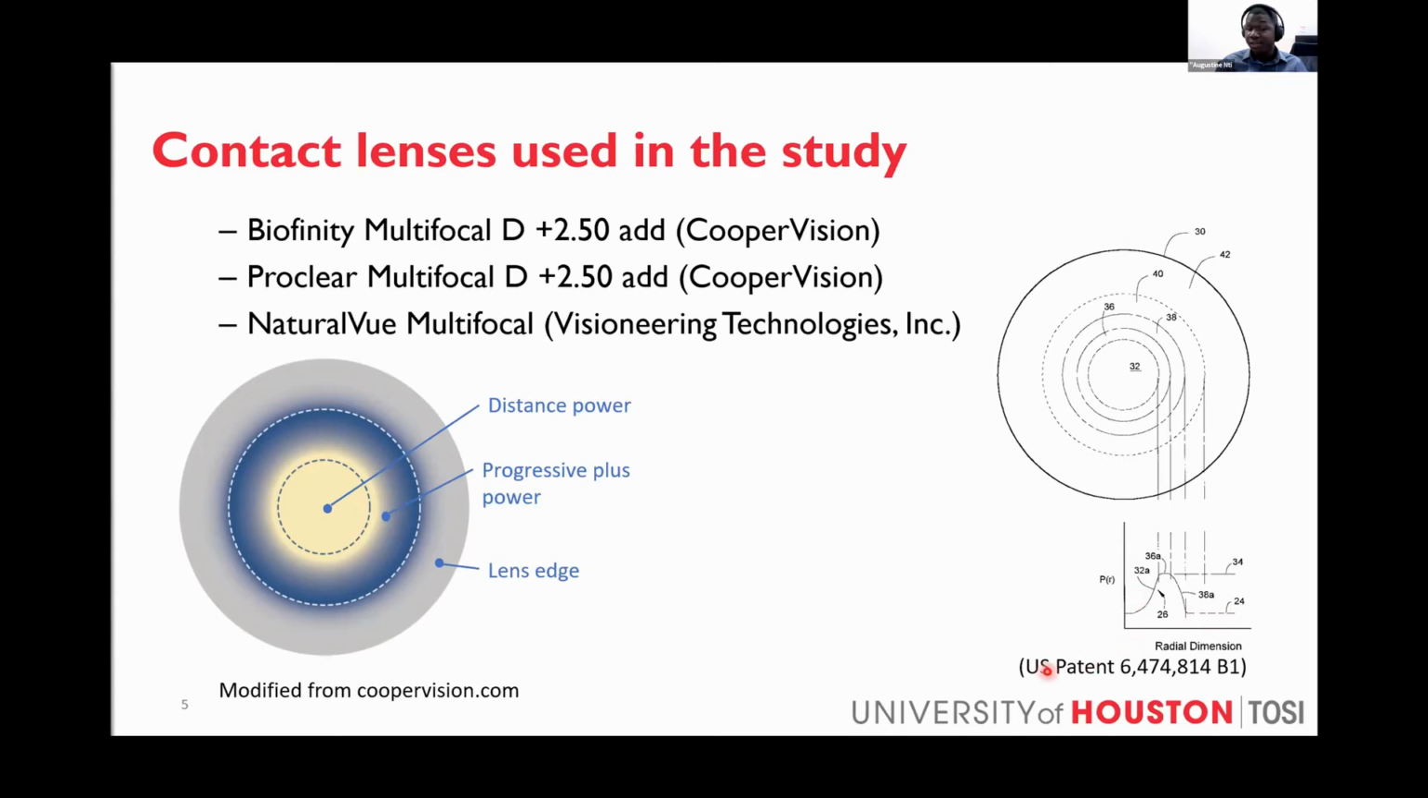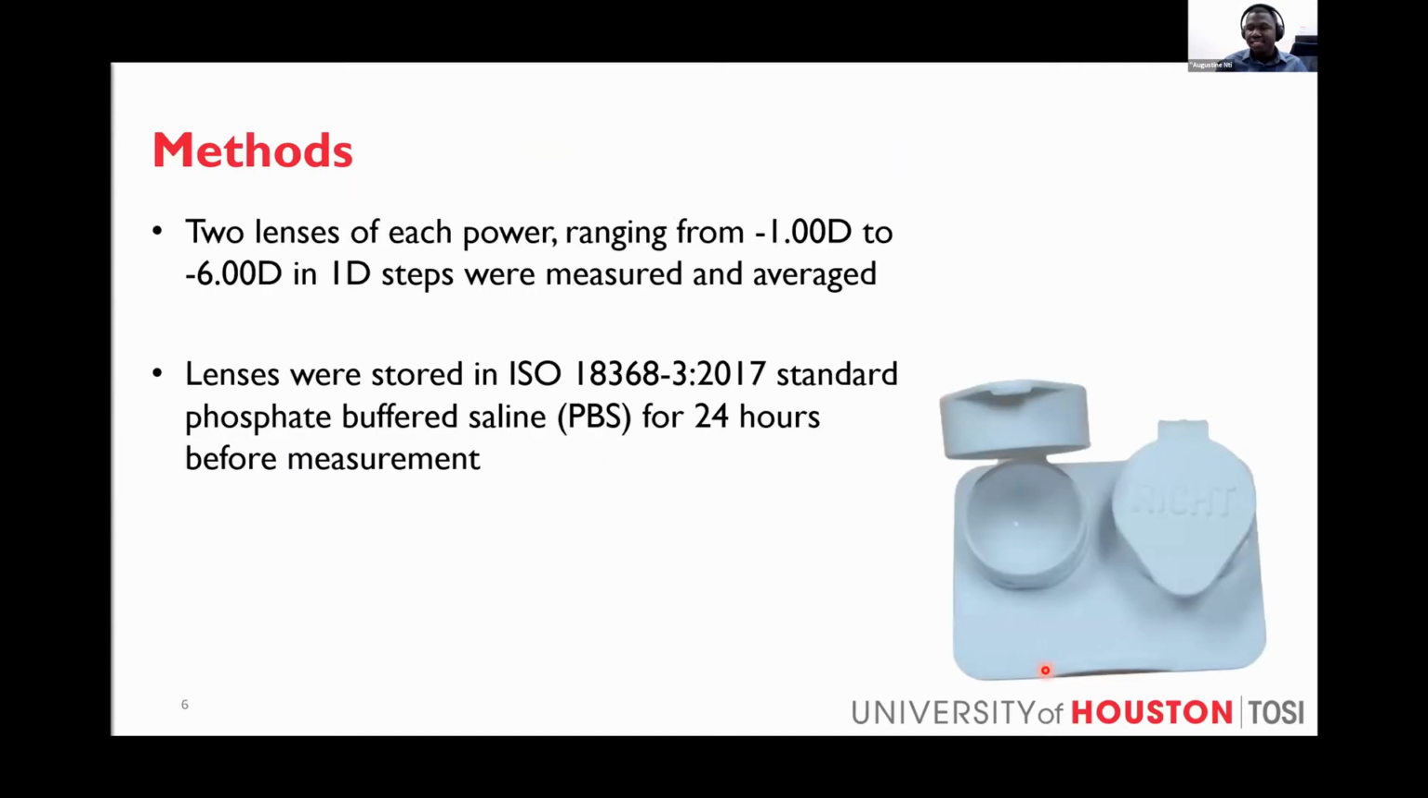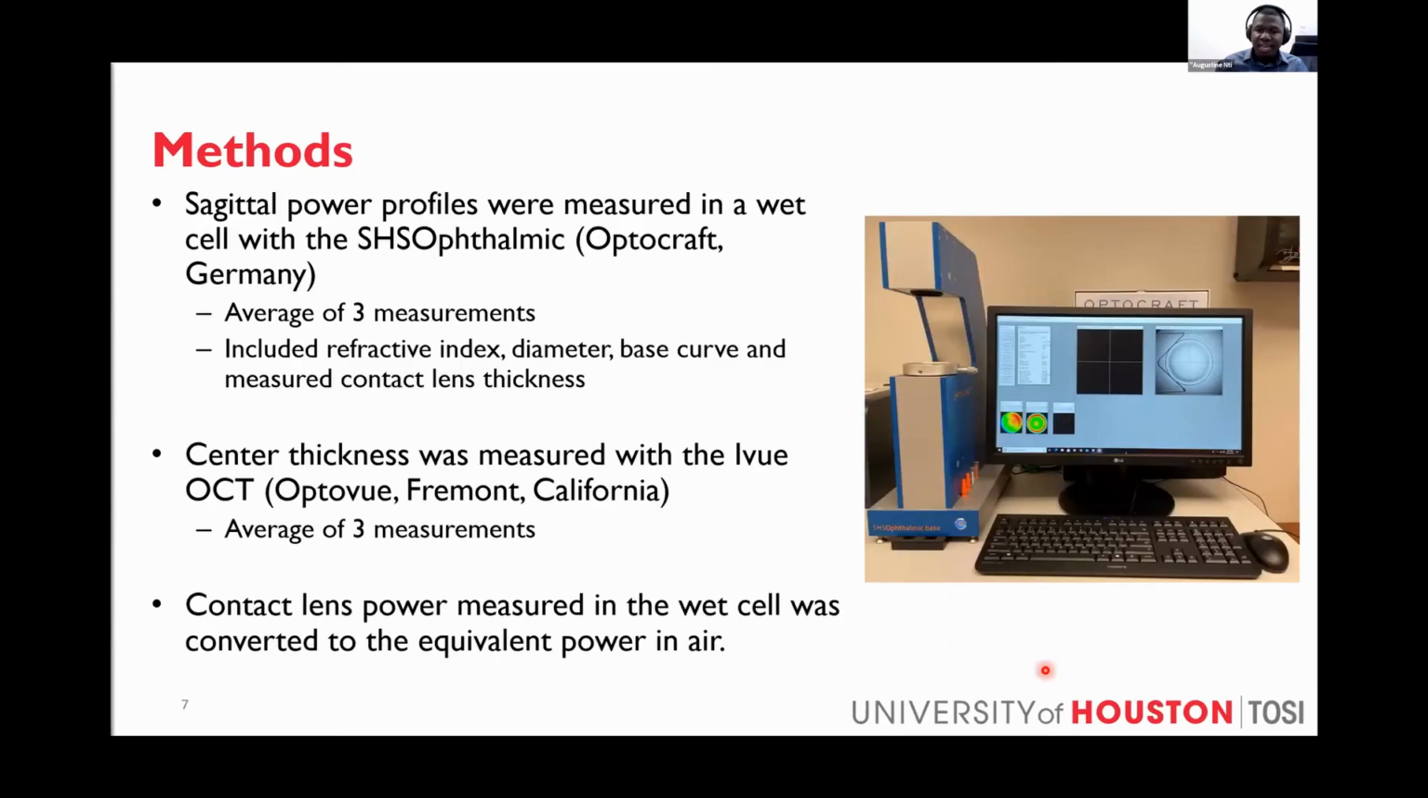But these are manufacturer reported, and we wanted to see what actually is happening in the lenses when you measure them. So we took two lenses in one diopter steps from -1 to -6, and for each power, we measured the two lenses and averaged. The lenses were initially stored in ISO standard PBS for 24 hours before measurements. And for measurements, we used the SHS ophthalmic, which is pictured here.